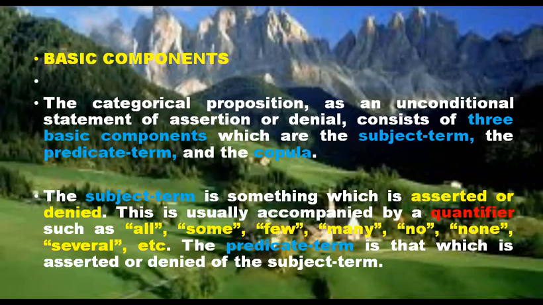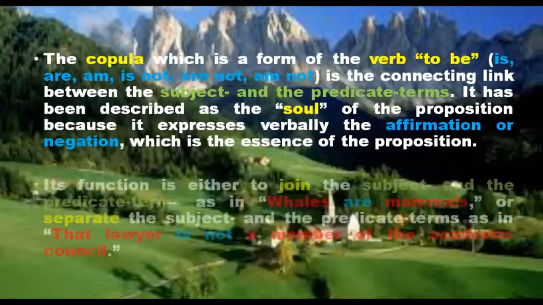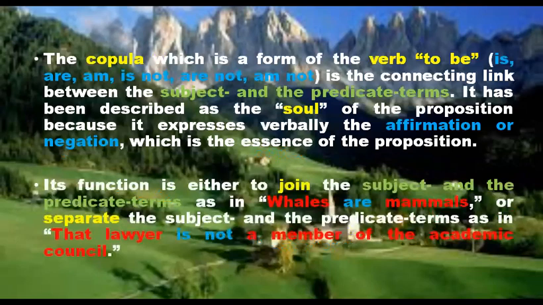So the predicate term is that which is asserted or denied of the subject. So, halimbawa, okay, John is one of the 12 apostles. John is the subject, and then one of the 12 apostles, predicate. So, now, magkakaiba rin yung logic na style, no? Yung subject term and predicate term kaysa English grammar natin or Filipino grammar. We will see by and by.